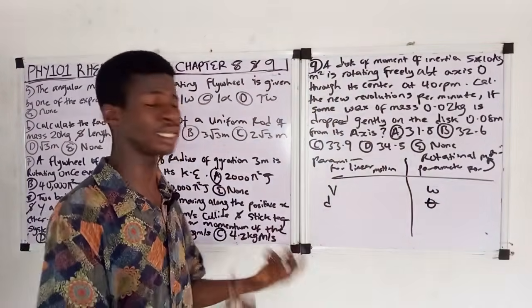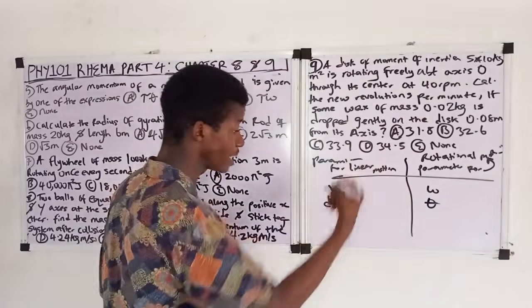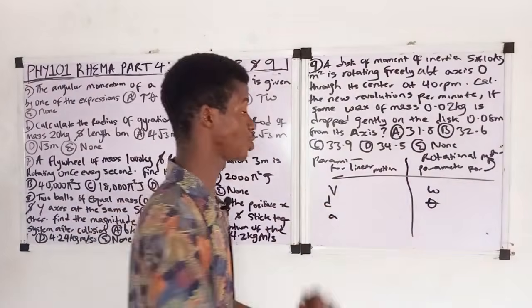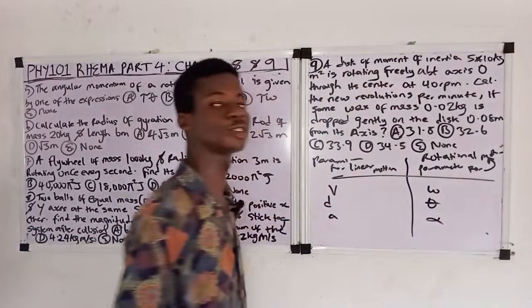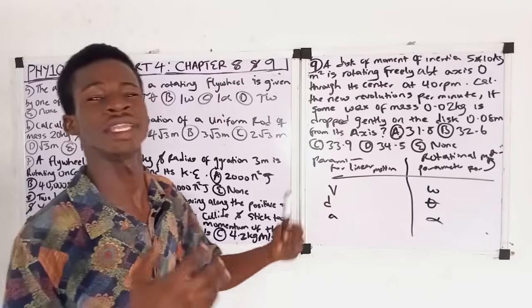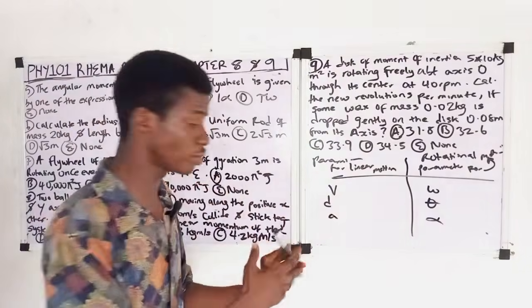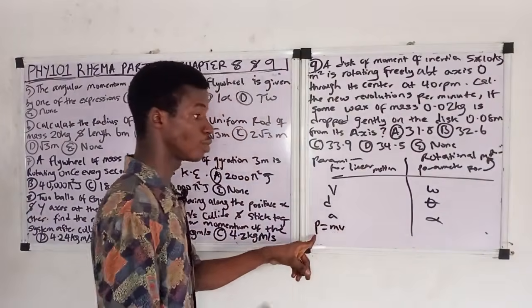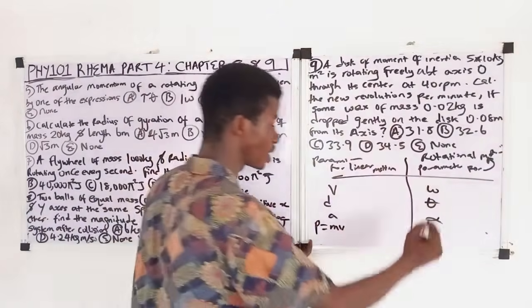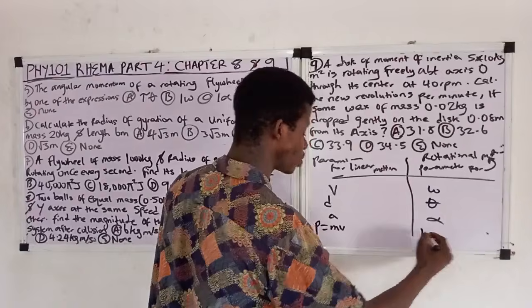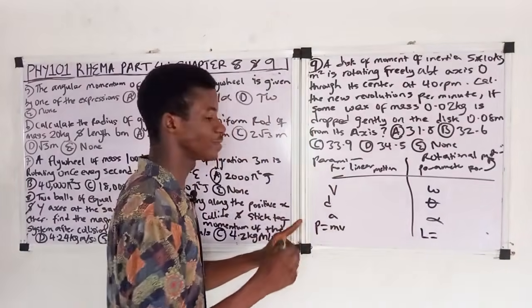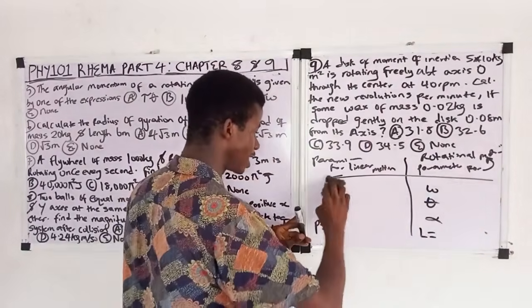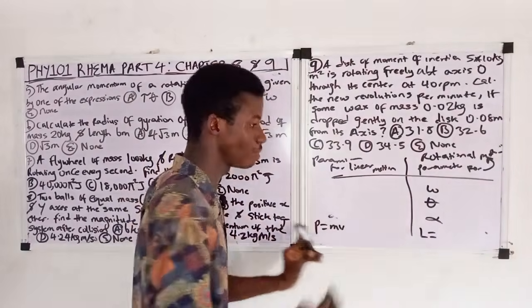There are many more. In linear motion, we have acceleration; in rotational motion, it's known as angular acceleration. In linear motion, momentum equals mass times velocity, but in rotational motion, it is known as angular momentum, which equals what? Before I continue, let me make sure you understand this. Now, let me continue, and I'll come back to this.